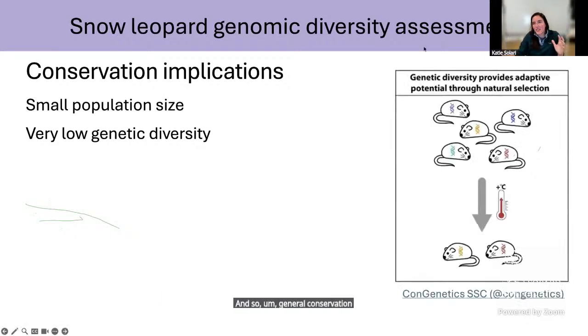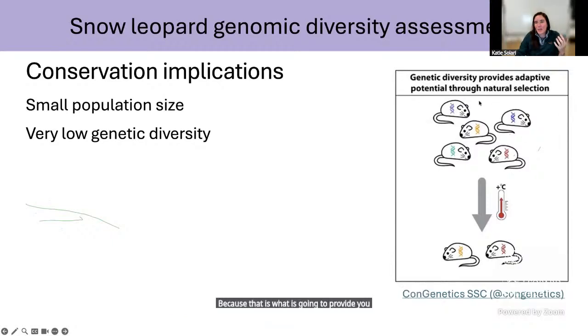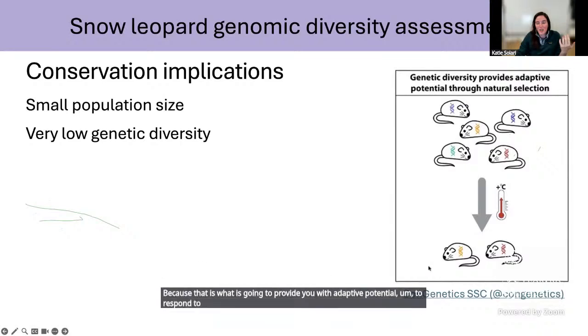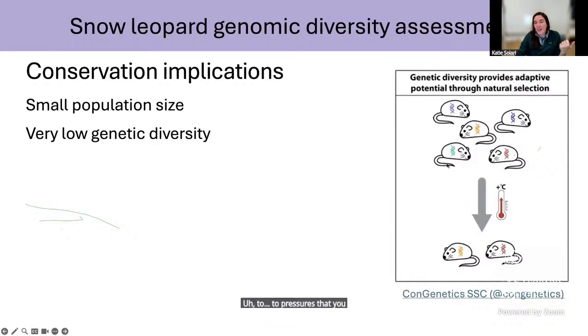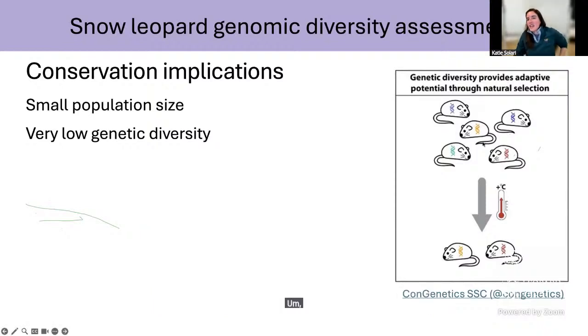general conservation biology dogma says that you need high levels of genetic diversity because that is what is going to provide you with adaptive potential to respond to pressures that you encounter. So here in this cartoon, these mice are all genetically diverse. They have different genes, and this is showing that when they encounter this new stressor, in this case, increased temperature, there's two of these mice that have adaptations to deal with this new stressor, and so they survive and can continue on the species.